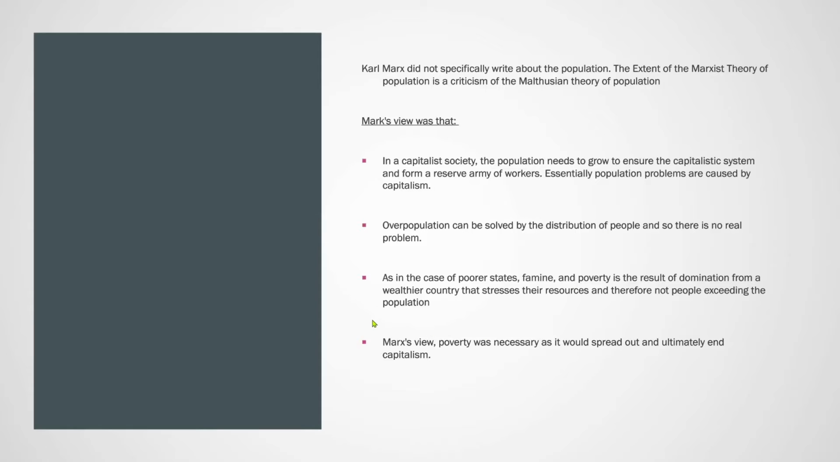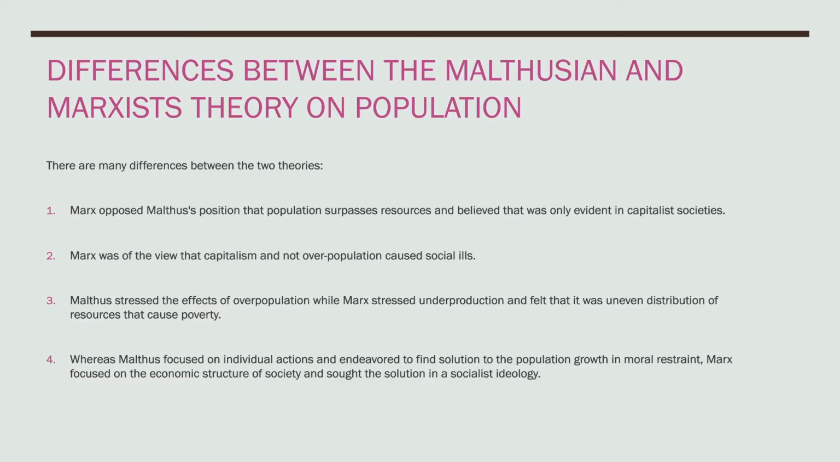Marx viewed poverty as necessary, as it would spread out and ultimately end capitalism. So what is the main difference between the Malthusian theory and Marx's theory of population, right? Marx actually agreed with Malthus that overpopulation causes poverty. They agree upon that. Marx opposed Malthus' position that population surpasses resources and believed that was only evident in capitalist societies, right? So his counterpart for a capitalist society was a communist, a socialist society.